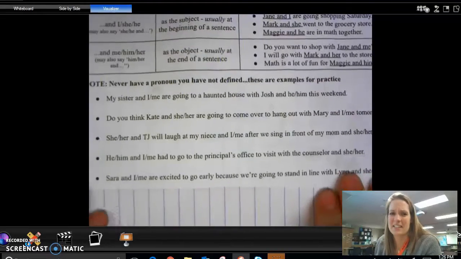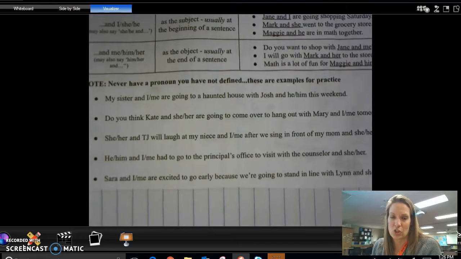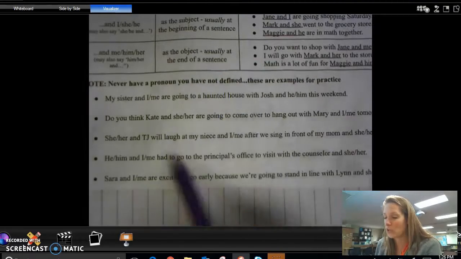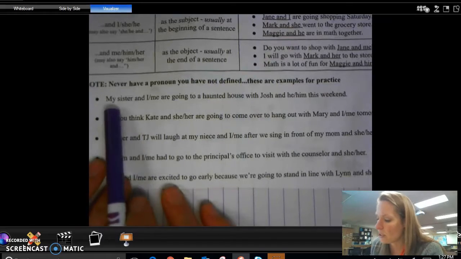Remember, practicing this in isolation does very little to actually grasp it into your personal writing. So we're using this for practice's sake, but my ultimate goal is for you to go into your work and find where you have I's and me's. So let's take a look at the first one here.